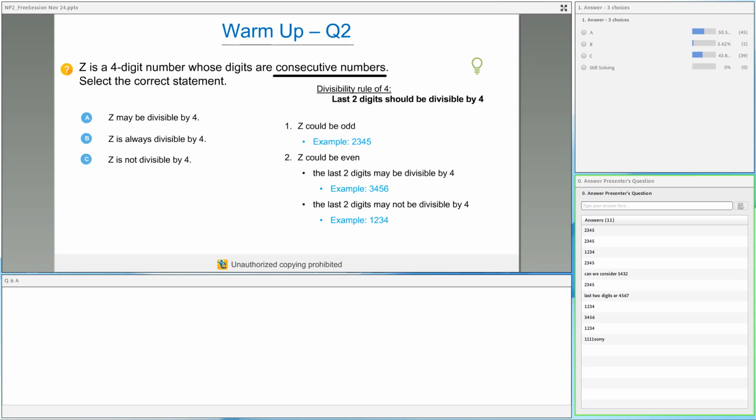The second case could be where the last two digits may not be divisible, and in that case, one example could be 1, 2, 3, 4. Now, when the number is 1, 2, 3, 4, it is not divisible. When it is 3, 4, 5, 6, it is divisible. When z is odd, it is not divisible. So I have two cases where it is not divisible, and one case where it can be divisible. So the answer would be option A, that z may be divisible by 4.